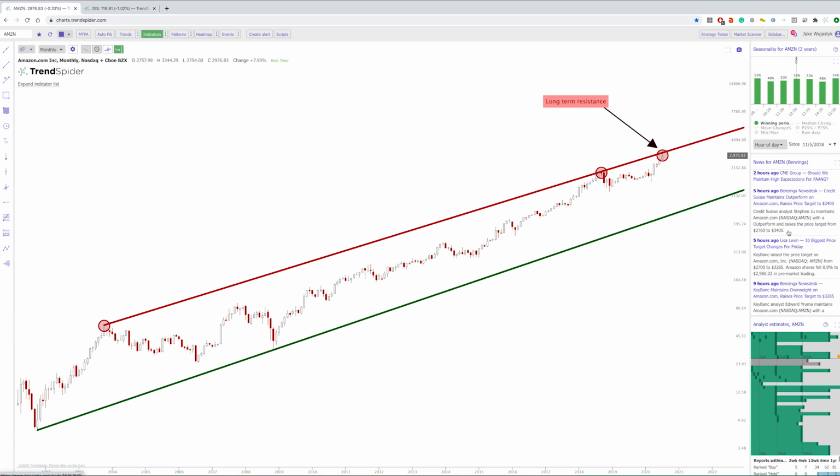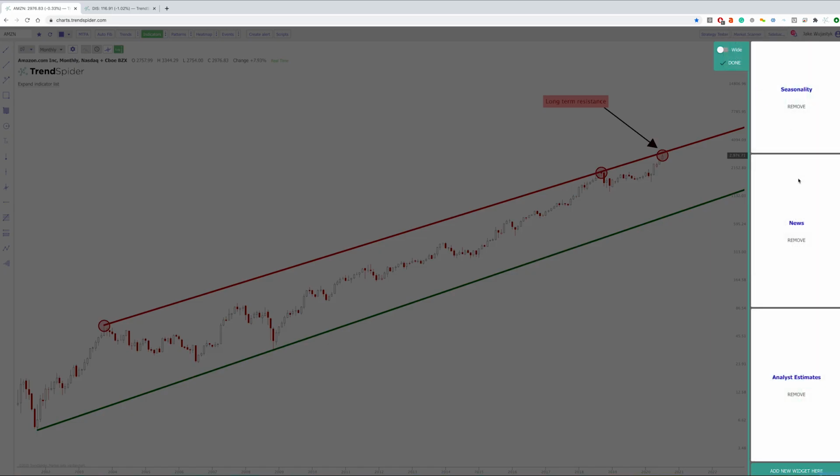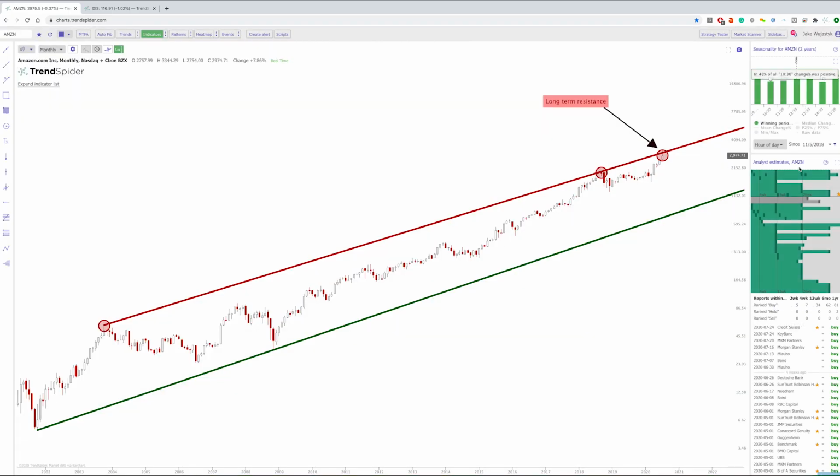And then one of the most powerful things here is the analyst estimates. So you can see all of the different analyst estimates here. Let me go ahead and just remove this news so we can see that a little better. Notice that you can see out of the last year, 81 of the analysts have been bullish, meaning they ranked it a buy.